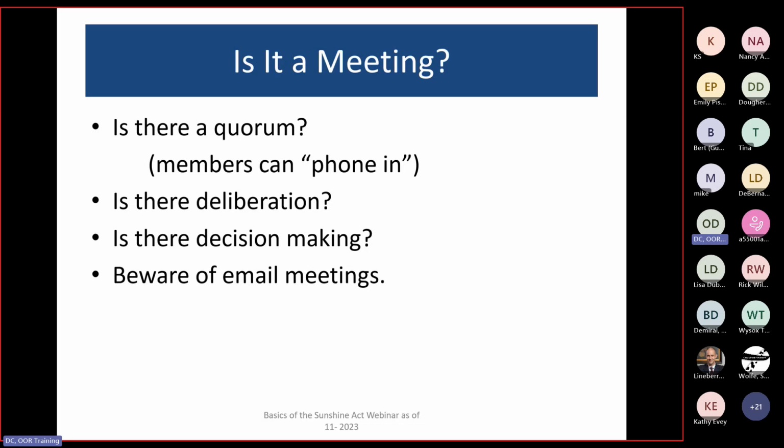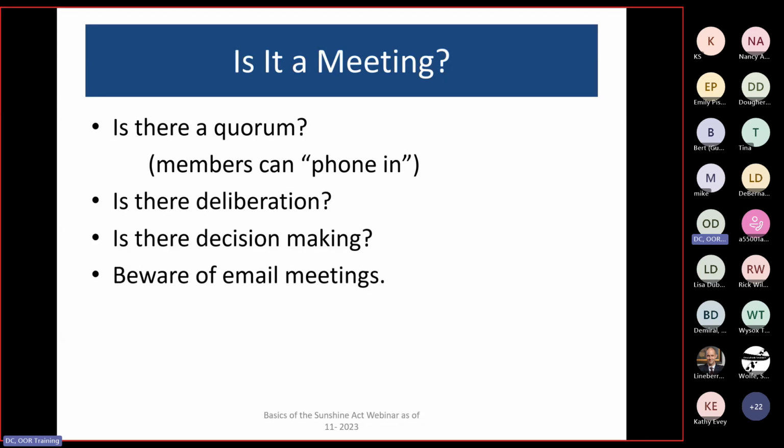Okay. Then, is there any decision making? Decision making is a vote, okay? And that can be informal, just, hey, Fred, what do you think? Mary, what's your opinion on this? How would you vote? Okay. And that's decision making, okay? You can't do that outside of the public eye.